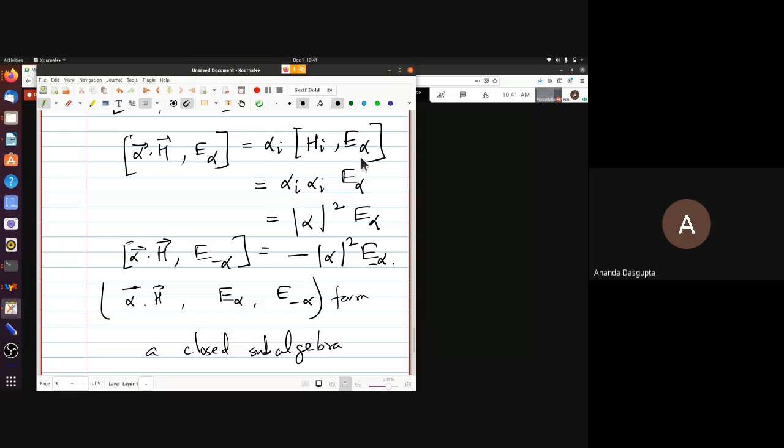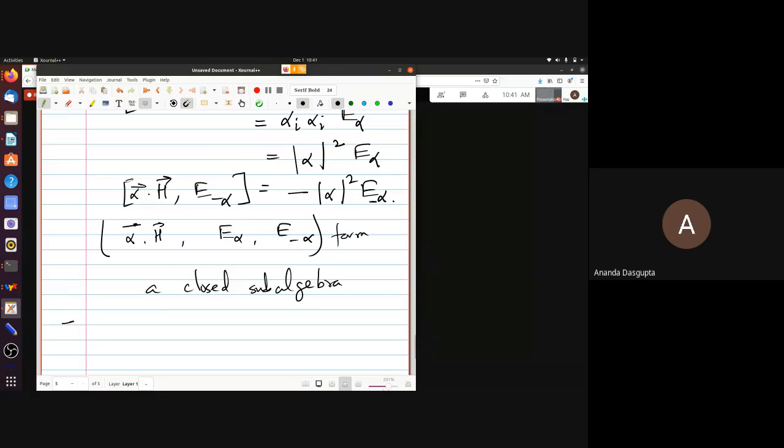Not only that, this is a 3-element closed subalgebra, and a very familiar 3-element closed subalgebra is this one, J3, J plus minus, and J plus commutator with J minus is how much? SU(2) rotations, angular momentum. What is [J_plus, J_minus]?